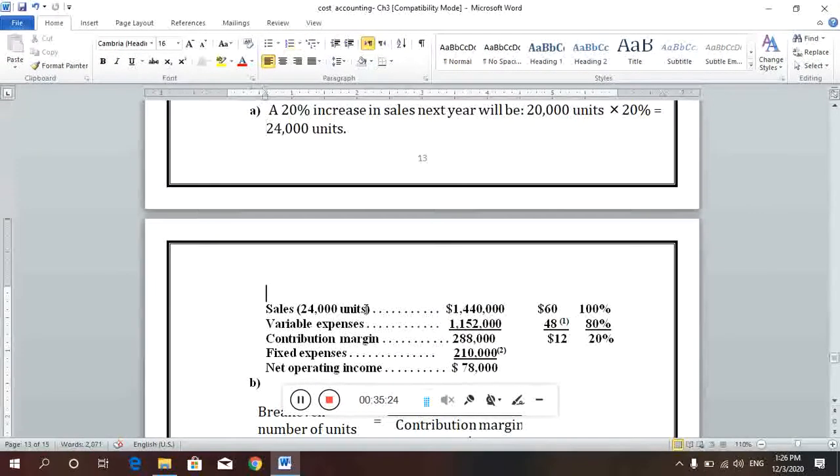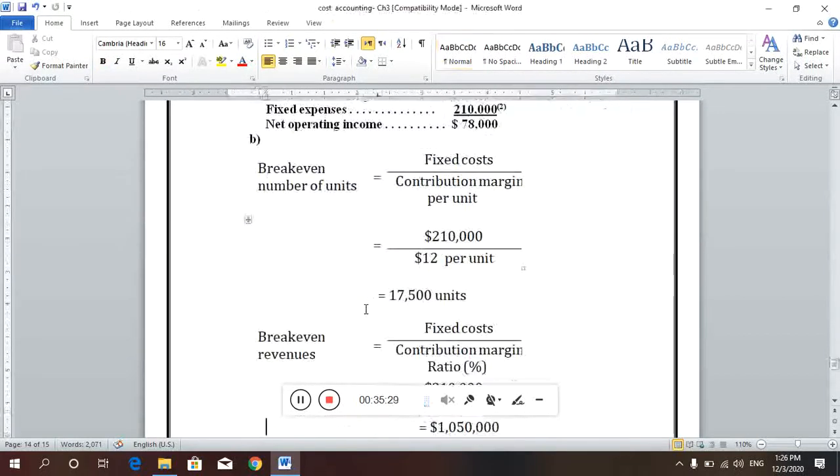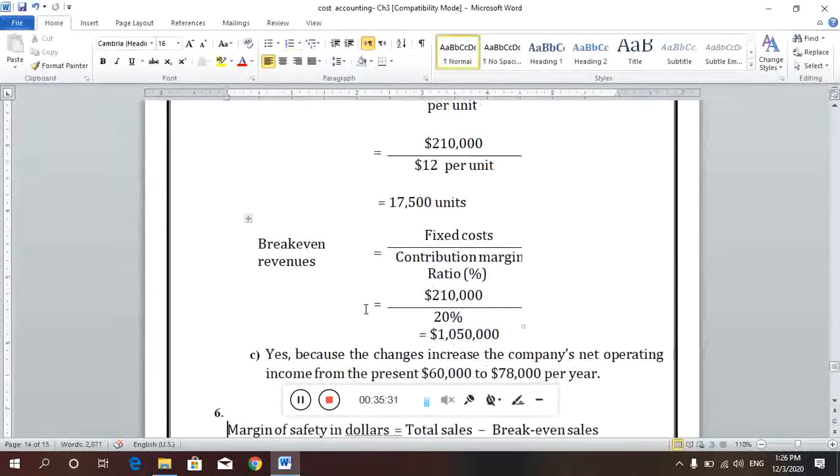Do these changes affect the operating income? Yes. The operating income was $60,000 in the old income statement. Now it becomes $78,000. So the net operating income has increased, and these changes are good.